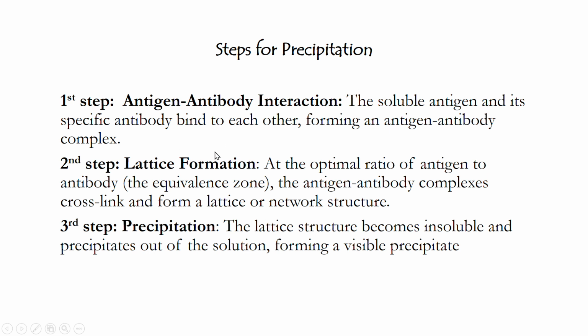In the second step, there will be the formation of a lattice or network structure. This lattice structure is formed by those antigen-antibody complexes, and they will form a lattice network structure when they reach their optimal ratio or equivalence zone. So in the last step, those structures will become an insoluble precipitate. Here we are saying, the insoluble precipitate formation.